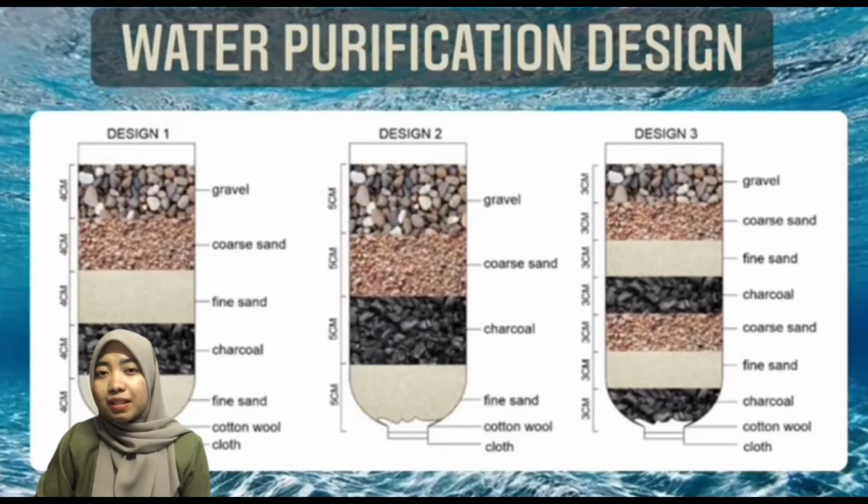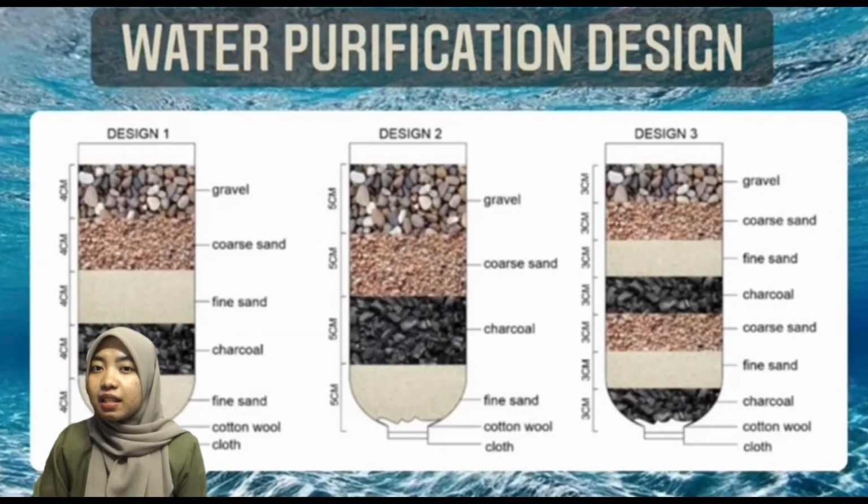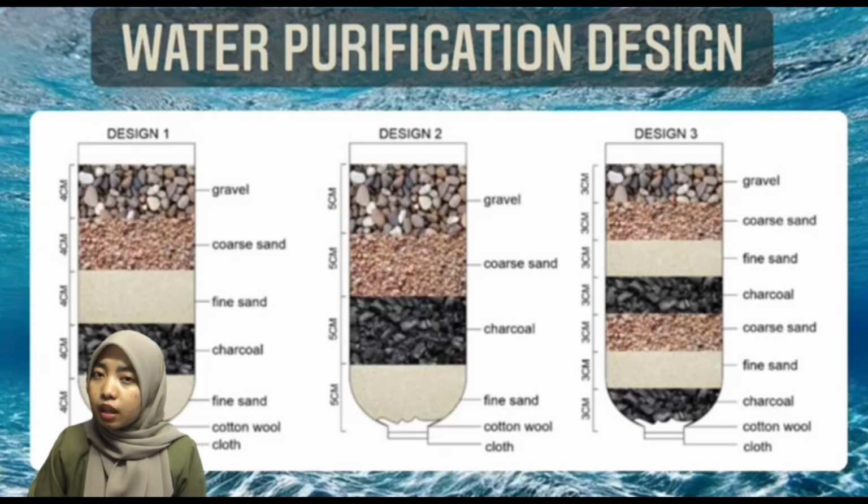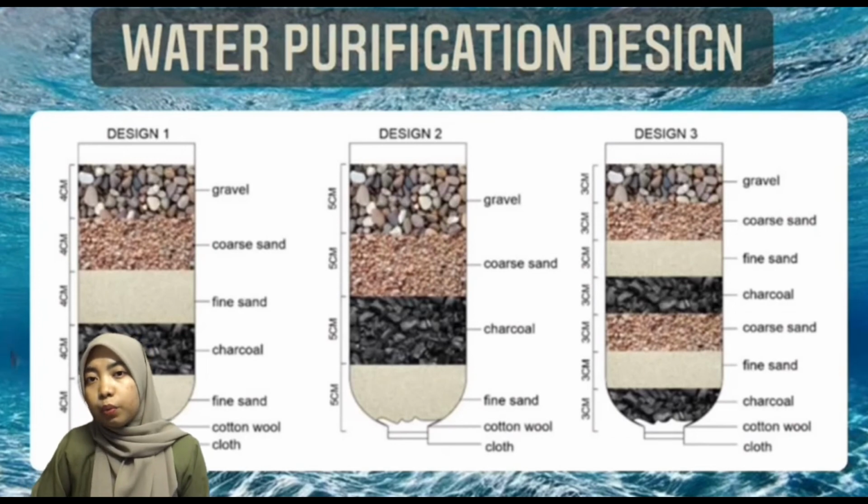As shown, the best result must be design 3 since it contains more layers of material, which are 2 layers of sand and charcoal, at a height of 3 cm each. The smallest pores between the materials will give a better outcome because the suspended solids will stay at each material. Hence, clear water will be obtained.